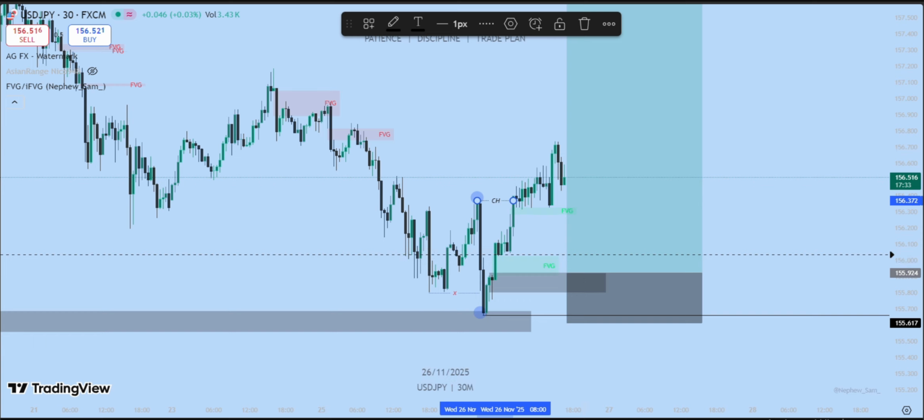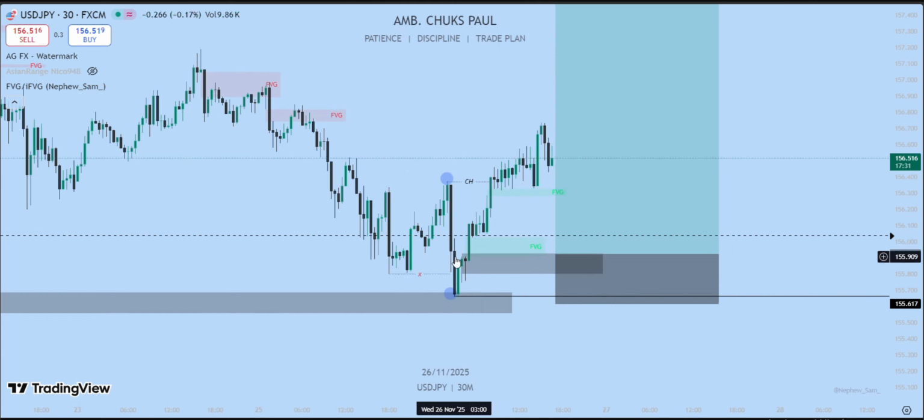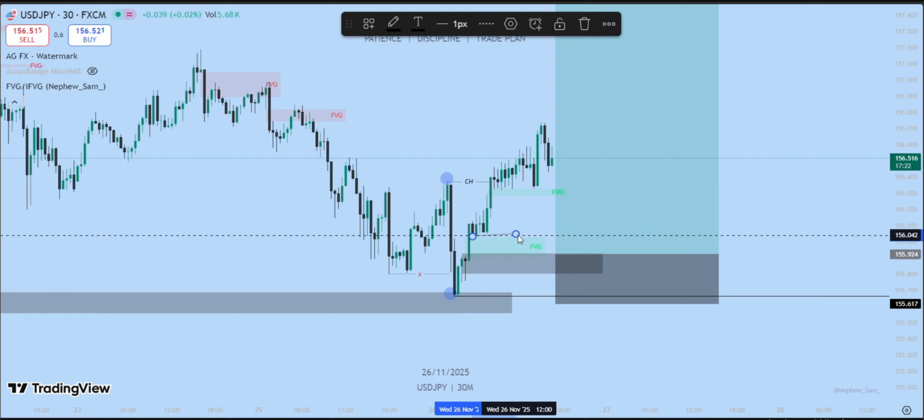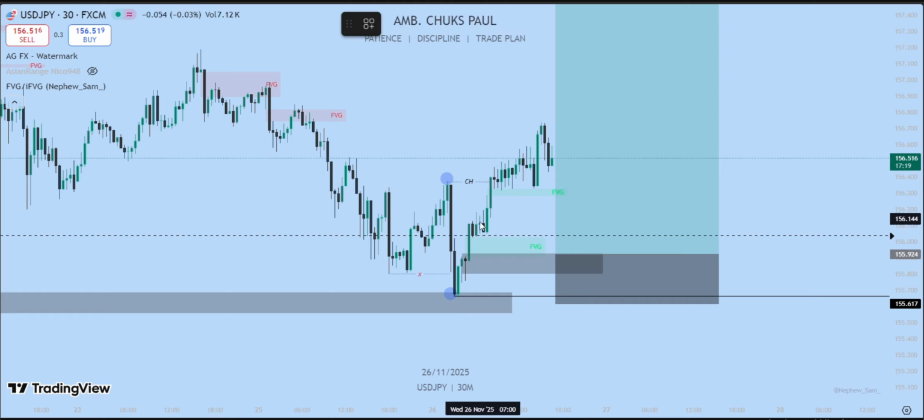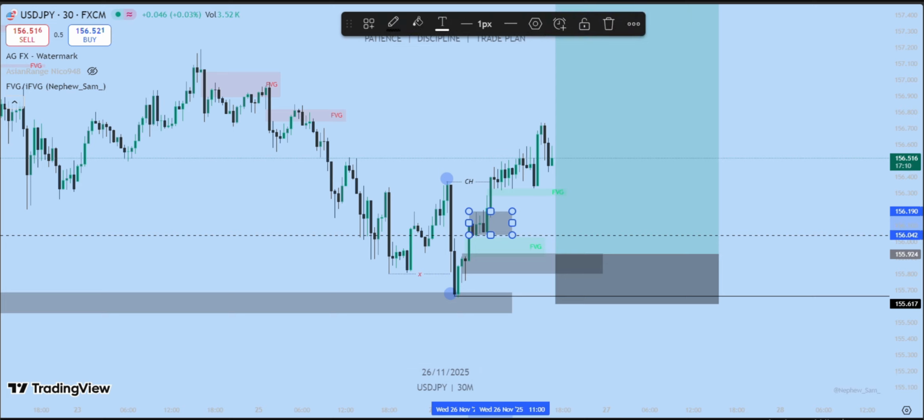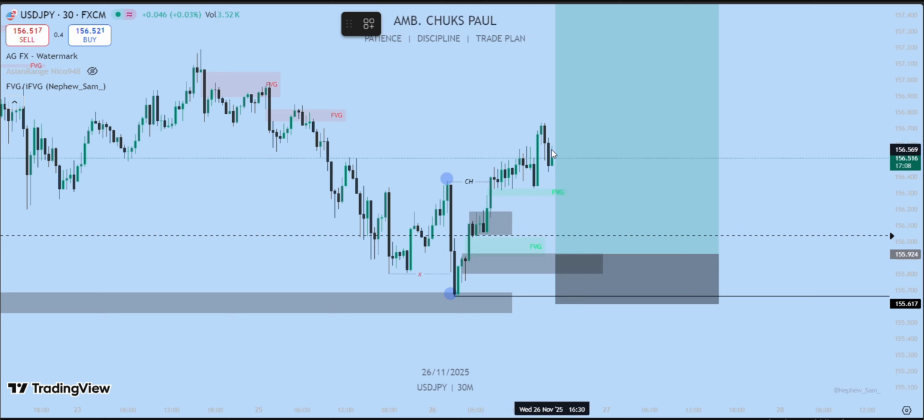So what am I anticipating? If I look down here, I can see my demand zone, I can see my fair value gap, and I can see my structural liquidity here. This is a liquidity level or liquidity range. You can call it liquidity range. You can see how many candles form there. 1, 2, 3, 4, right? So this is a liquidity level here. What do I need to do? I want to see price.